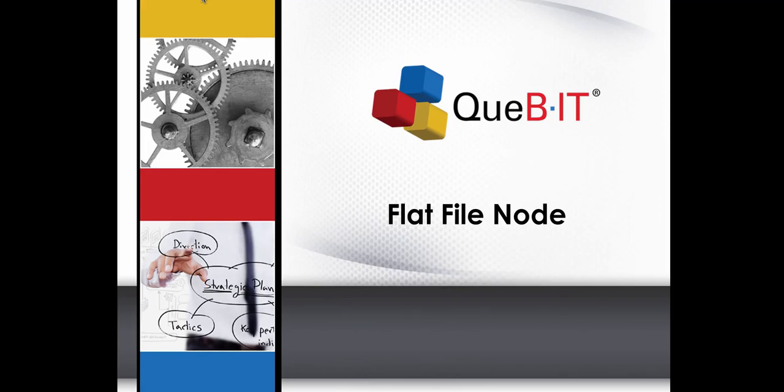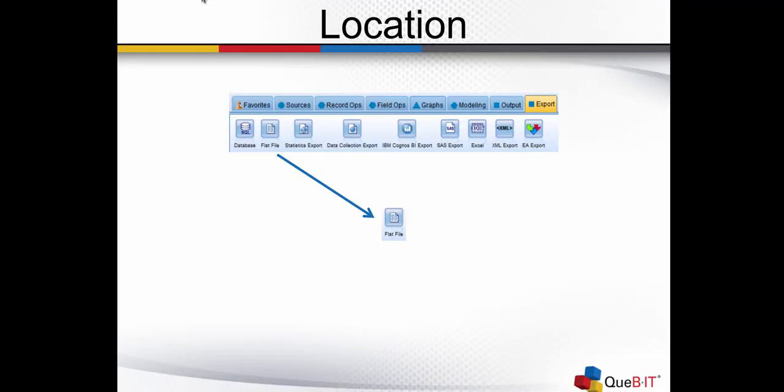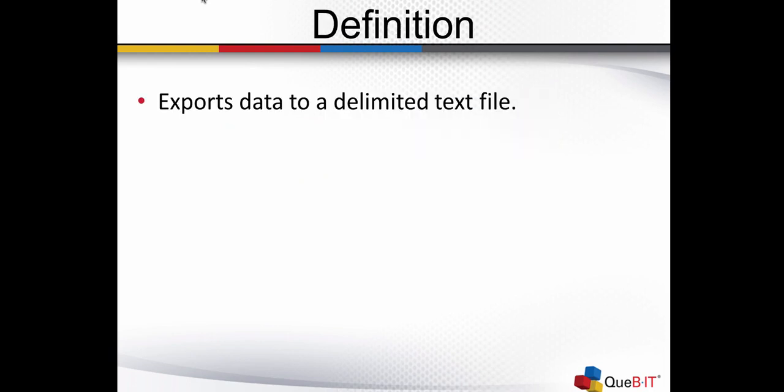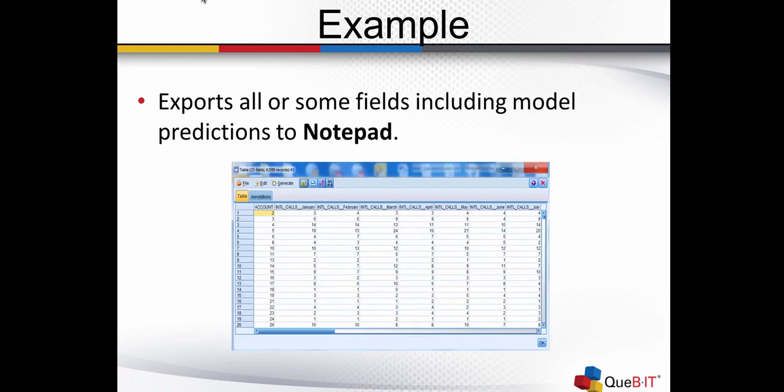Let's talk about the flat file export node. The flat file export node is located in the export palette. This node allows you to export data to a delimited text file. As an example, the flat file export node allows you to export all or some fields, including model predictions, to a program like Notepad, or any program that allows you to bring in delimited text files.